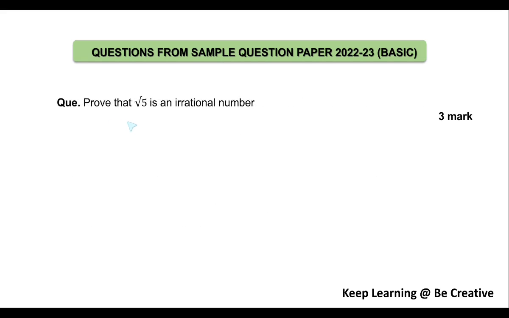Then proving root 5 irrational, this question was of 3 marks. As I told you, it is very important to understand how to write the solution for this type of question.